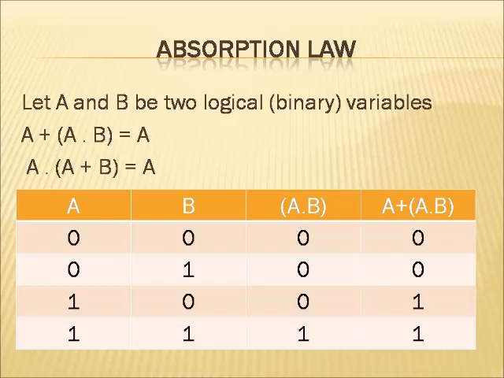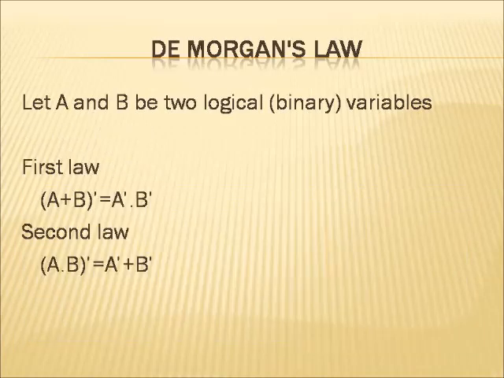According to De Morgan's law, A and B are two binary variables. This law has two parts. The first part is that (A + B) the whole bar is equal to A bar · B bar. The second part of the law is (A · B) the whole bar is equal to A bar + B bar. De Morgan's law is an important law under Boolean algebra. Please give extra weightage to this law.